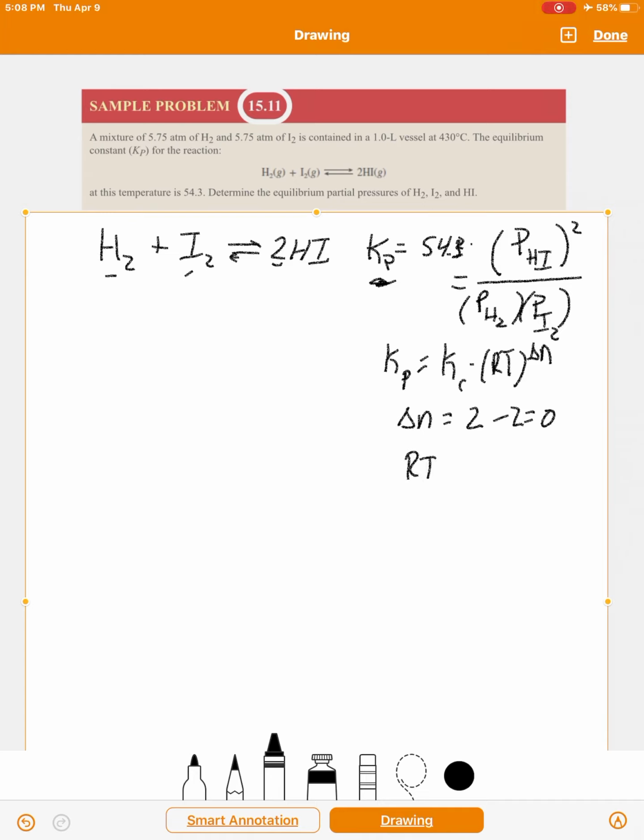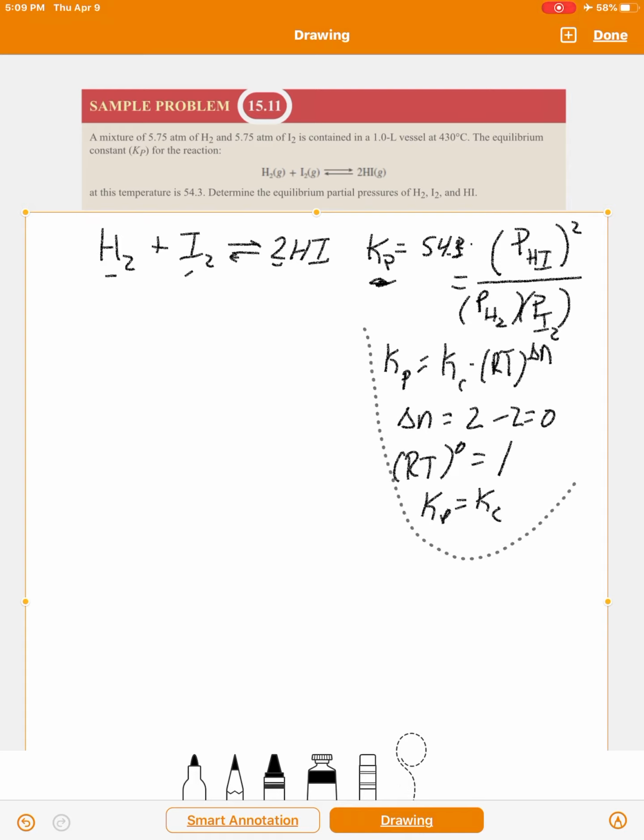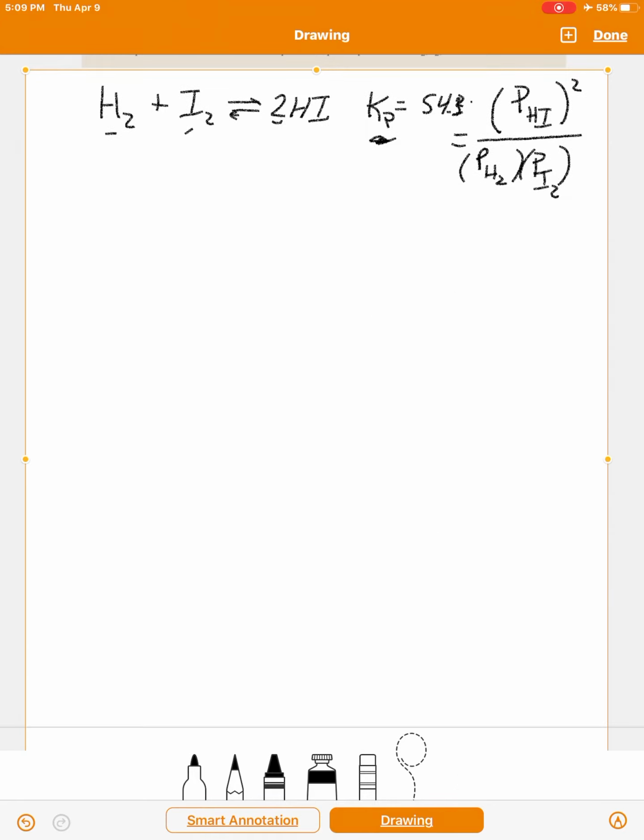So that means RT to the delta N is RT to the 0, which is just 1, right? A number raised to the 0 is 1. So that means that Kp equals Kc. So you may notice that the value of Kp that we're using for this particular problem is the same value we were using in previous problems, even though it was Kc. And the reason for that is for this equation, the number of moles of gaseous products is the same as the number of moles of gaseous reactants. Just a little aside there.